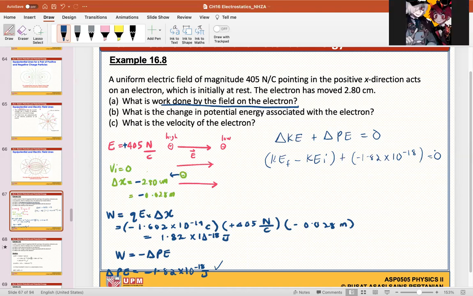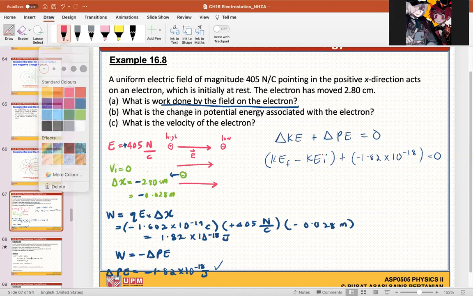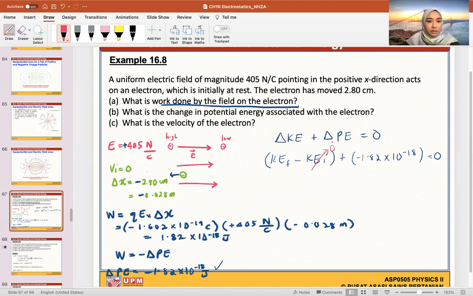Initially at rest, which means that kinetic energy initial is 0. Why is it equal to 0? What's the equation for KE? Kinetic energy is 1/2 mv squared. So if my v is at rest, my initial KE is also 0. Never mind what m is, if my v is 0, everything just becomes 0. So this guy becomes 0, and I can solve for my KE final.